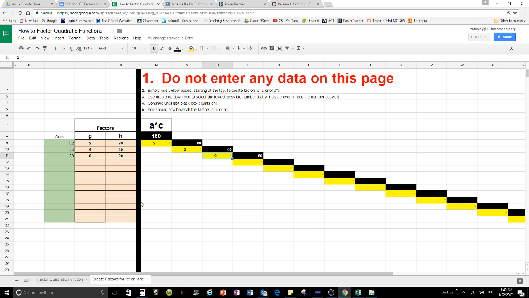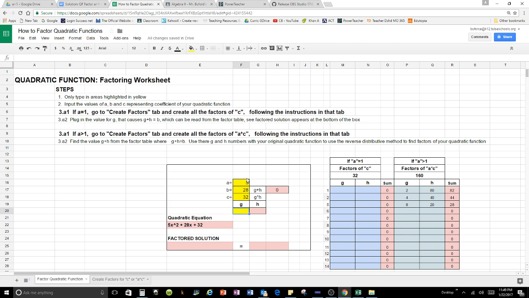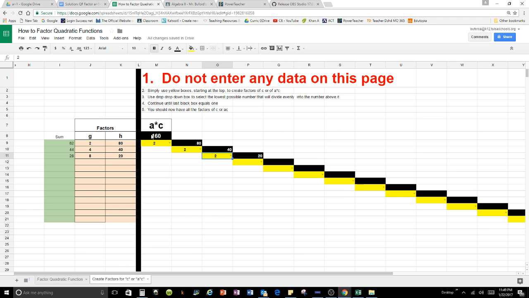Now you do not have to put in values here. When you plug in your values for A, B, and C here, this value automatically gets populated. And so the only thing you have to do is come in here and put in your values for divisors that divide into these numbers that will allow you to get your factors.